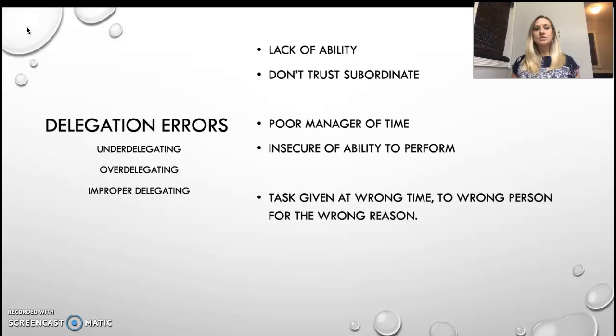Some delegation errors include under-delegating, over-delegating, or improper delegating. So make sure that you're assigning appropriate tasks to appropriate personnel, and then have confidence in their ability to complete the task. Try not to burden your subordinates by over-delegating because of your own poor time management or your insecurity in the ability to perform the task. And then make sure to give your staff proper information so that they can perform the task and they know what's being expected of them.